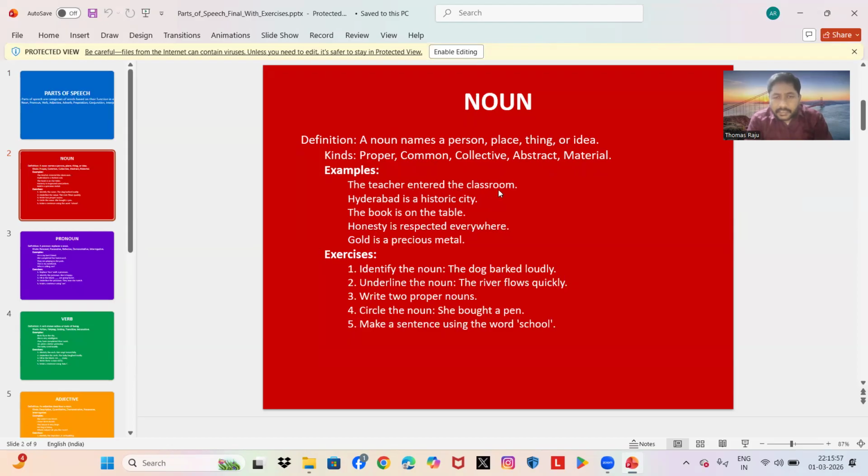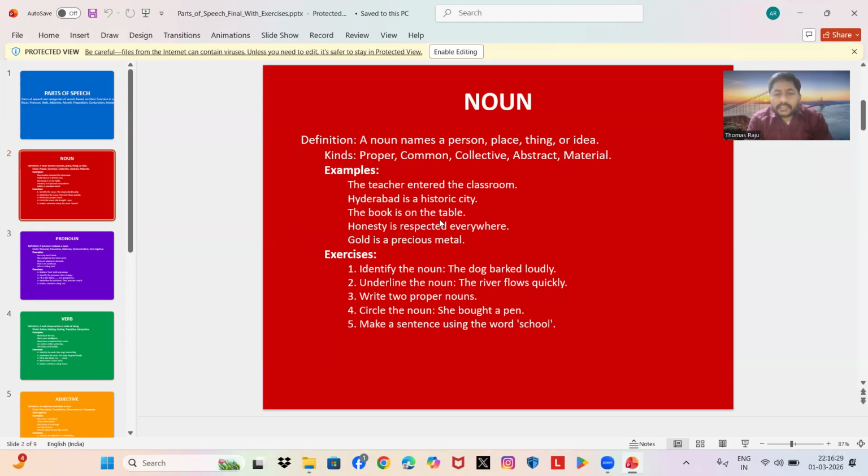The teacher entered the classroom. What is noun in this? How many nouns are there? So the teacher is a noun. The classroom is also a noun. 2 nouns are there. Next, Hyderabad is a historic city. What are nouns in this sentence? Hyderabad. Why Hyderabad is a noun? It's the name of a place. The historic city. City is also a noun. What is city? It's a common noun.